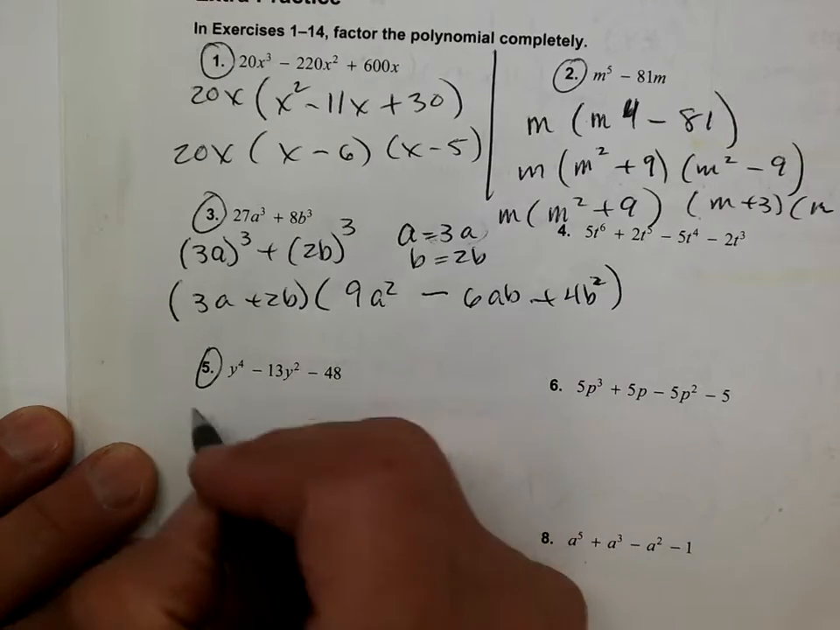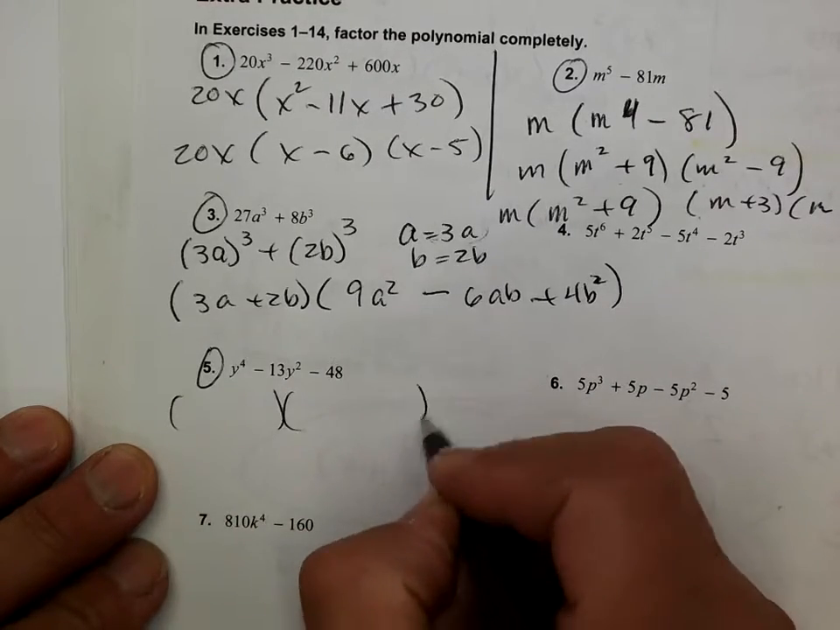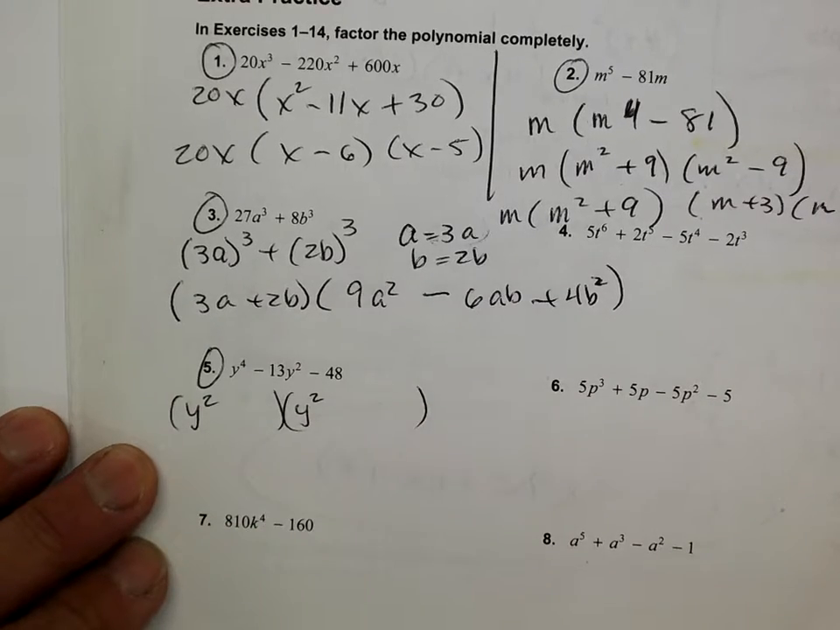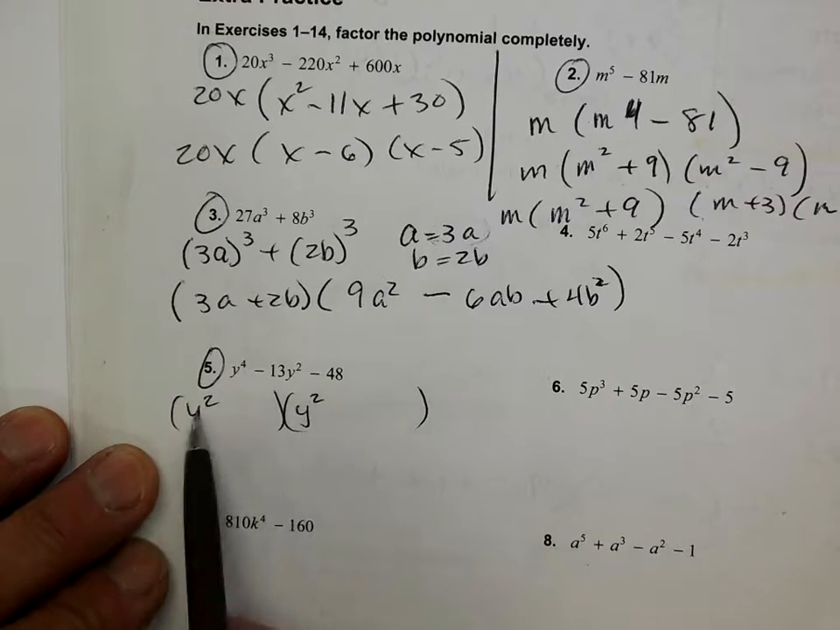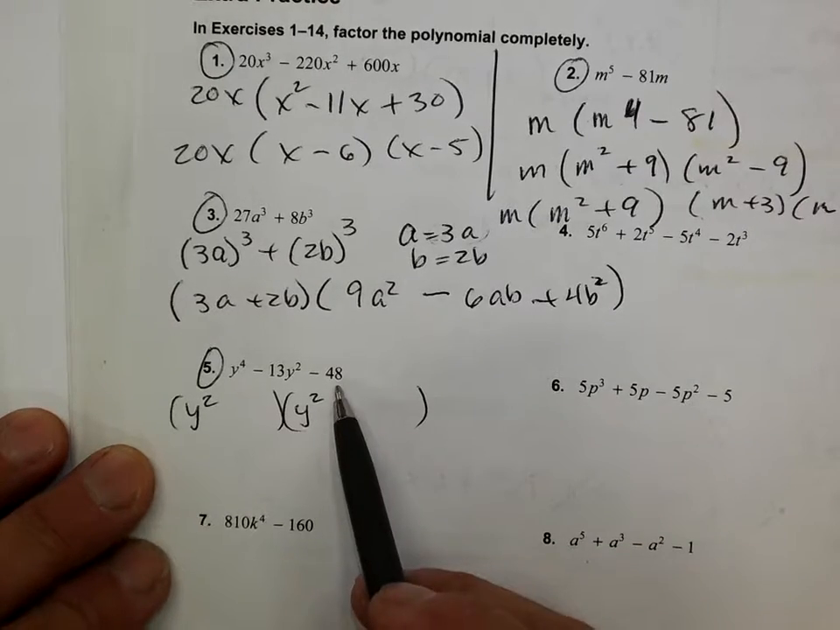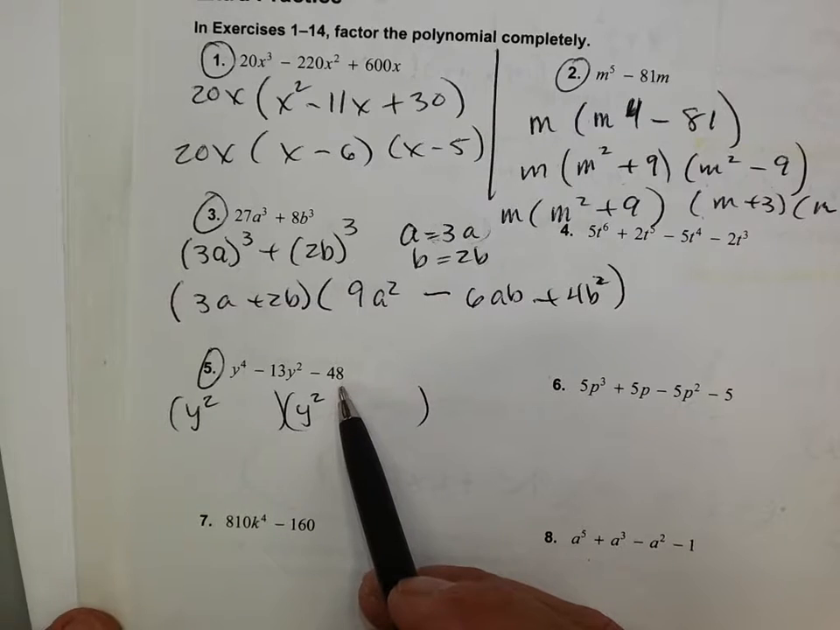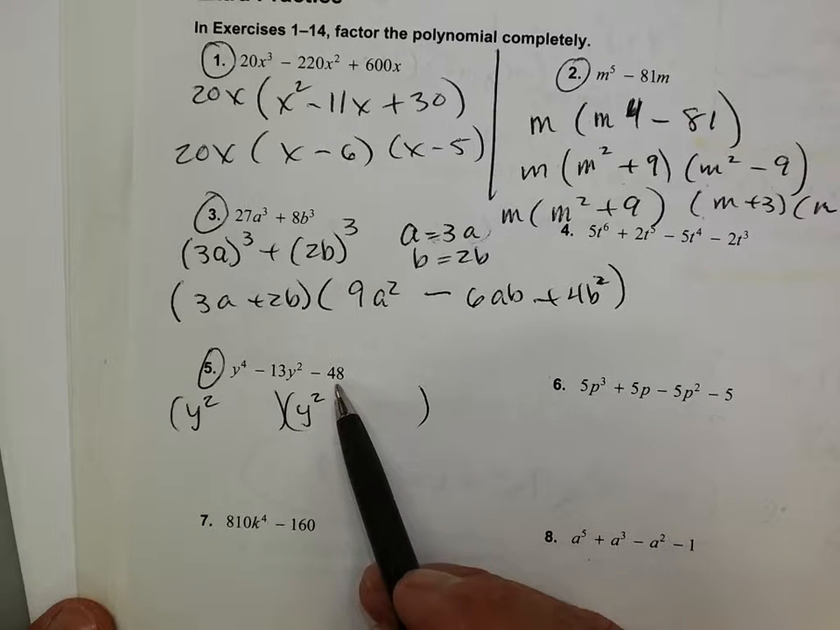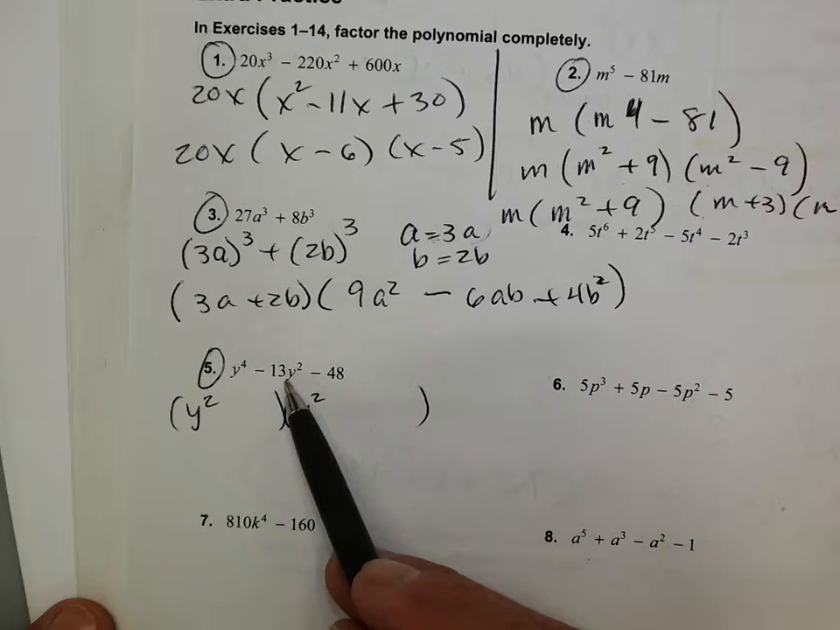6 and 8. Yes. Let's go y squared, because the y squared is going to make the y 4, okay? What are the multiples of 48? 6 and 8. That will make a 13. 12 and 4? No. Nope.